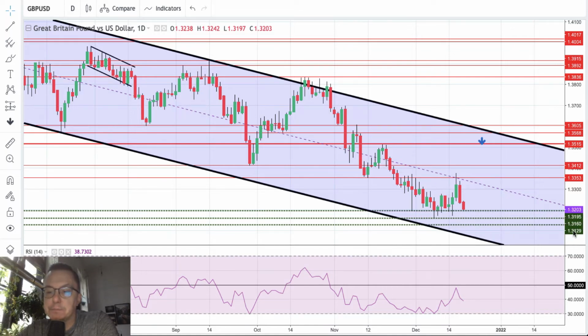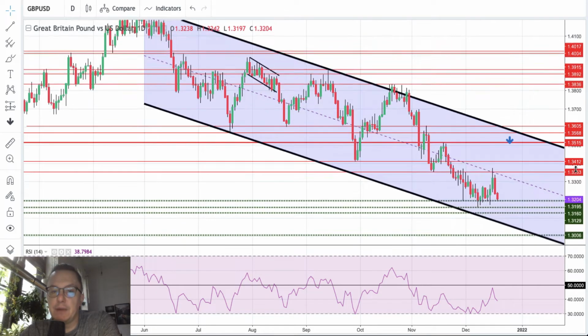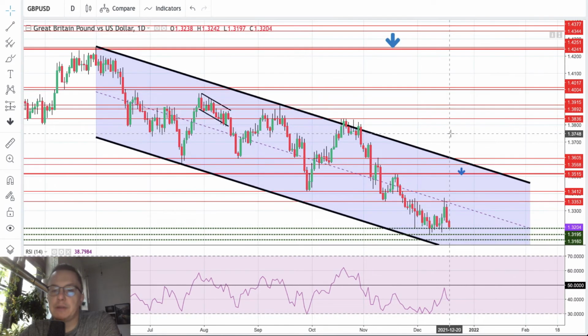1.3195, and then we got still 1.3160 and 1.3129. So this is the demand zone. This demand zone is close to the lower channel line, around the level 1.3070. So please keep an eye out for any down move continuation. In that situation that we have here, 1.3353 and 1.3412 are just the short-term technical resistances, but the real game changer is 1.3515. Only if we break above this level can we say that the sentiment is changing.